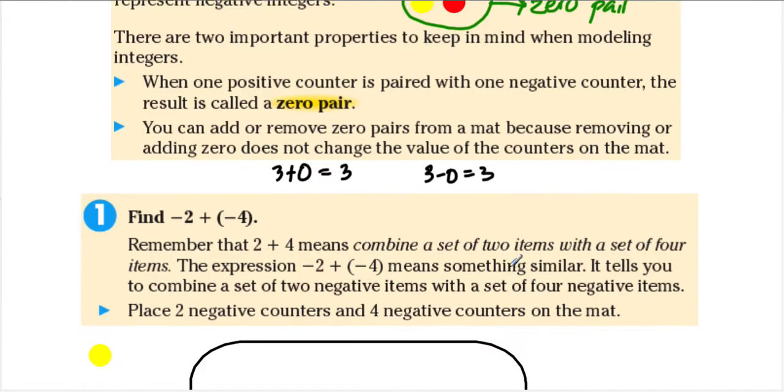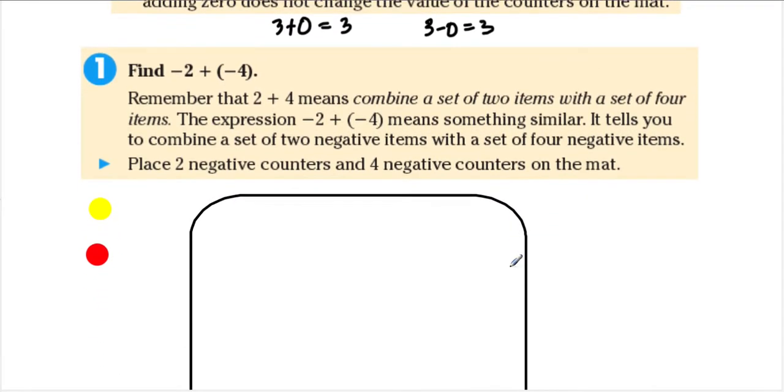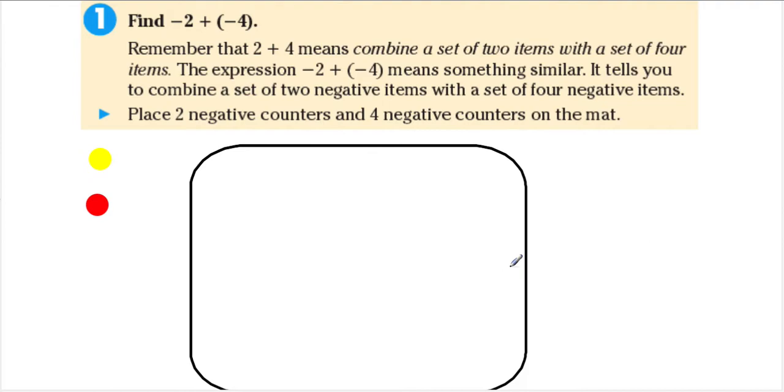Okay, so if you take a look at example number 1 and we want to find negative 2 plus negative 4, remember, first off, 2 plus 4 means combine a set with 2 items with a set of 4 items. For example, 2 blackbirds plus 4 crows means 6 crows and blackbirds. That's what it means, right? So the expression negative 2 plus negative 4, in the same manner, means something similar. It tells you to combine a set of 2 negative items with a set of 4 negative items.